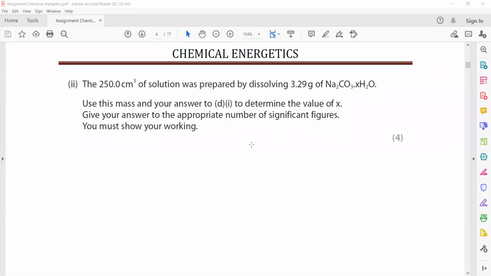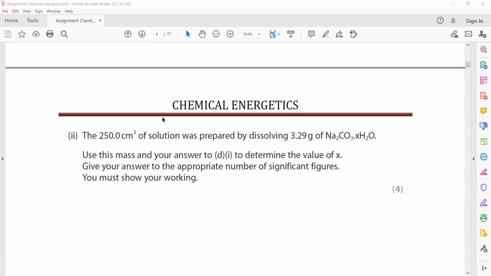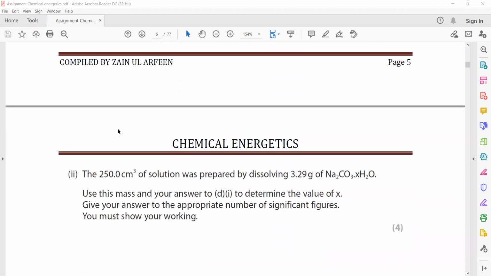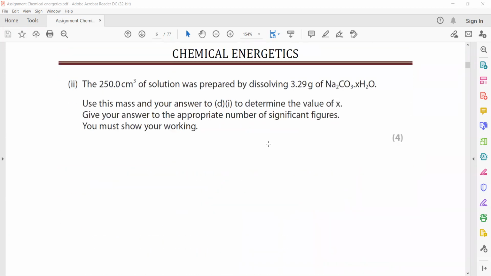Moving on to the next question. 250 cm cube solution was prepared by dissolving 3.29 grams of sodium carbonate. Use this mass and your answer to D1, the moles of sodium carbonate which we already solved, and to an appropriate number of significant figures, determine the value of x. So how can we find the value of x? We already worked out the moles, which were 0.01152 moles of sodium carbonate.